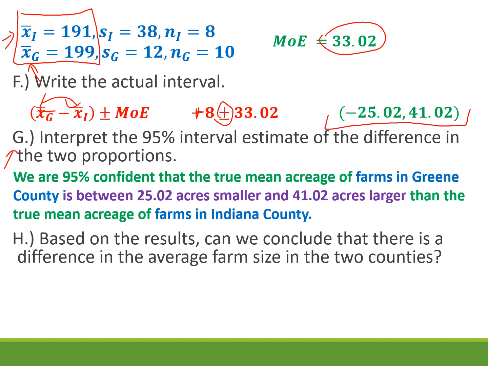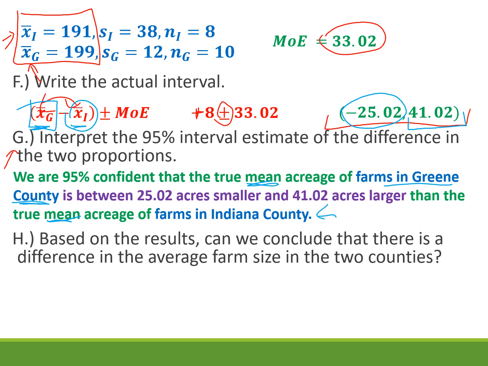The way you write this is important, and it's based on whichever order you had these up here. So I had Greene County first. That's why Greene County comes first in this interpretation. And it's saying it's between this much smaller and this much larger on average. Okay, we're talking about the means. Okay, Indiana comes second in our sentence.